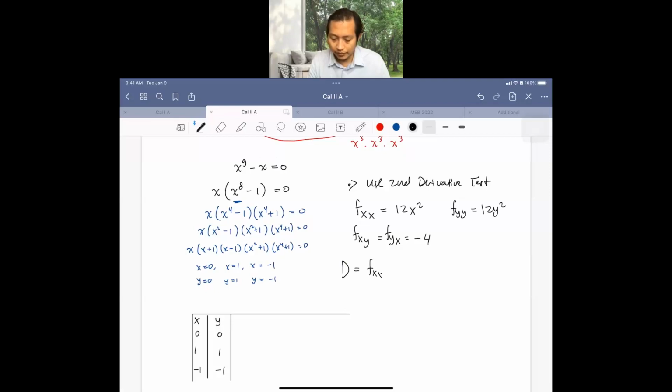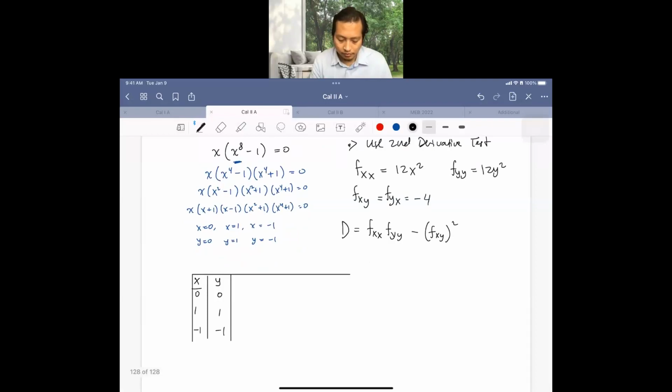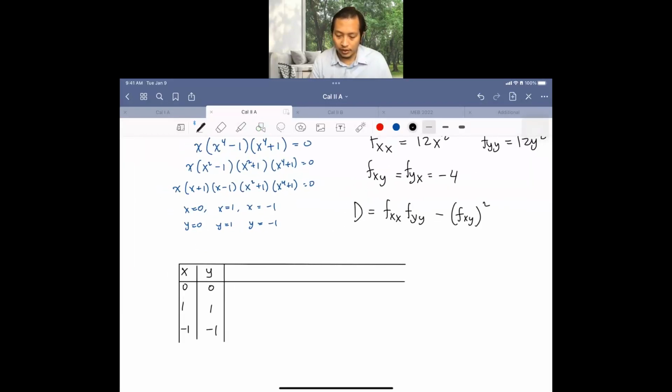Now, we can take the determinant. That is fxx times fyy minus fxy squared, okay? So we can make a table containing all the information that we are going to calculate, which is D, and then partial xx, and then conclusions.